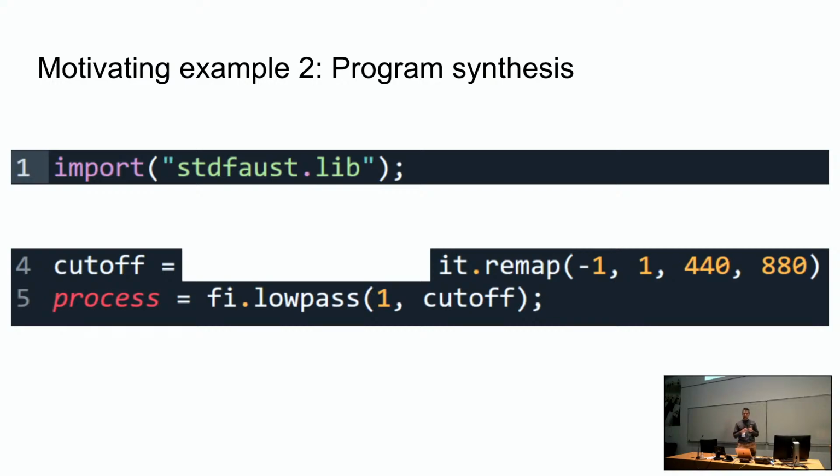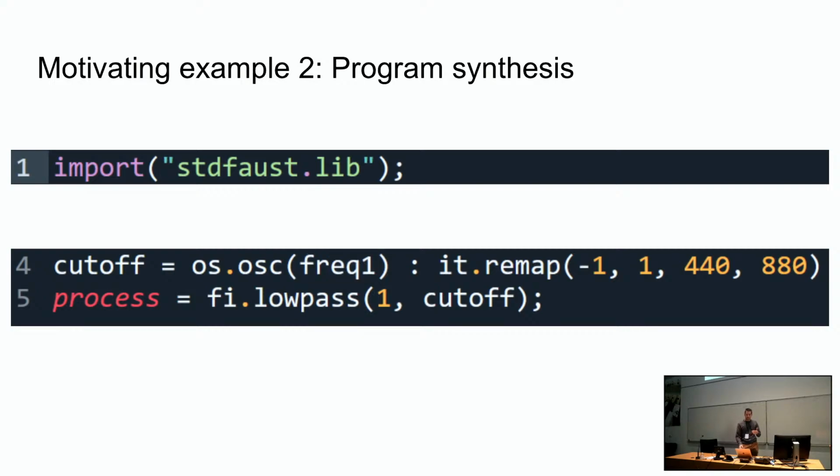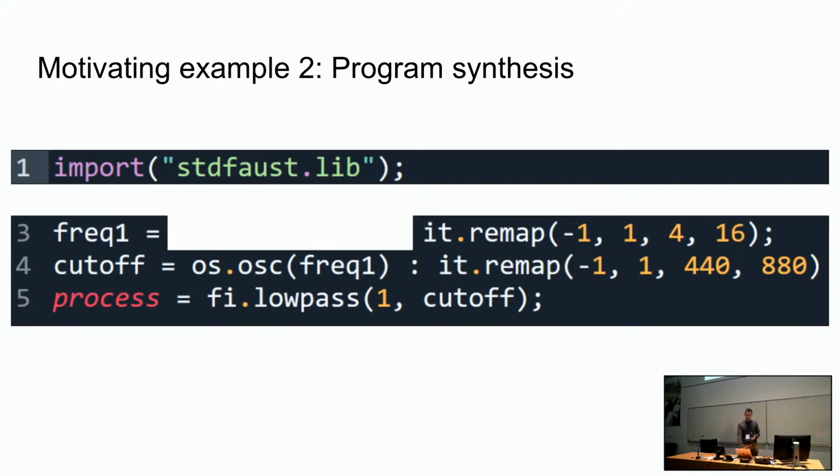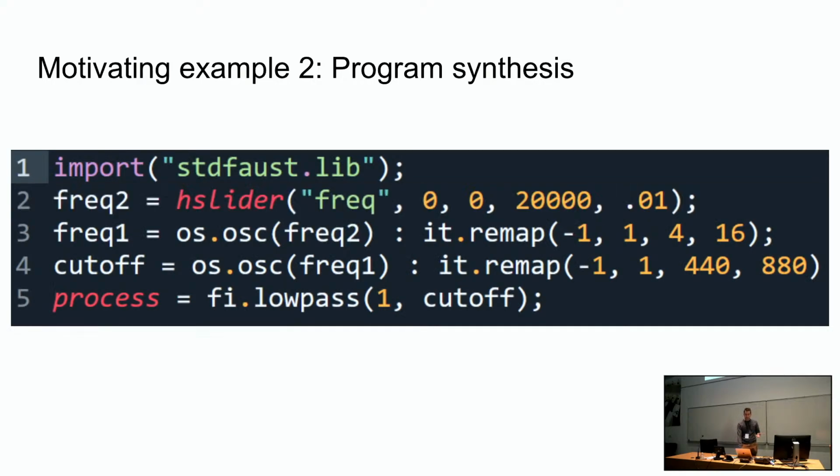But now we need to decide what goes into this remap. And we might decide that it's going to be an oscillator, but then the oscillator needs a frequency. And we decide, okay, we're going to give it frequency 1, and frequency 1 is something that gets mapped into 4 hertz and 16 hertz. And this process continues recursively, and here we decide it needs to be an oscillator again, but it could have been any other Faust function.